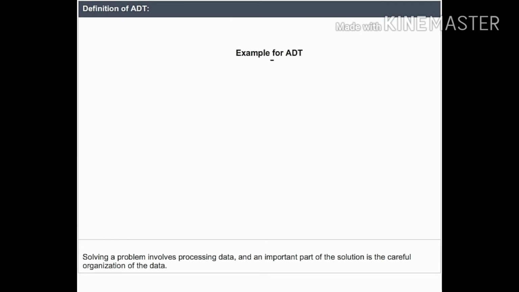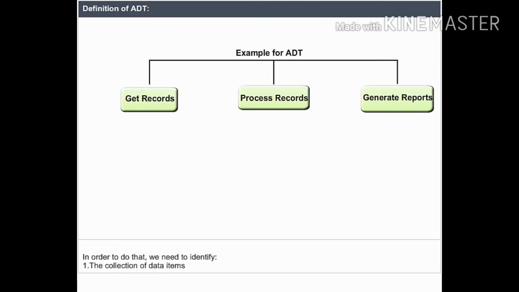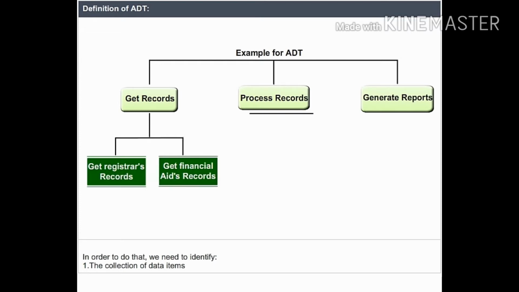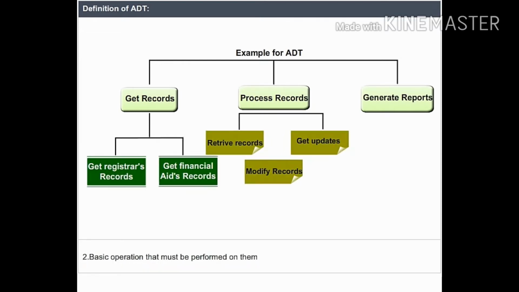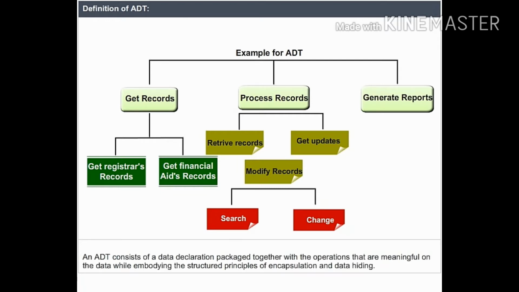Definition of ADT. Solving a problem involves processing data, and an important part of the solution is the careful organization of the data. In order to do that, we need to identify the collection of data items, basic operations that must be performed on them, and the abstract data type, a collection of data items together with the operations on the data. An ADT consists of a data declaration packaged together with the operations that are meaningful on the data while embodying the principles of encapsulation and data hiding.